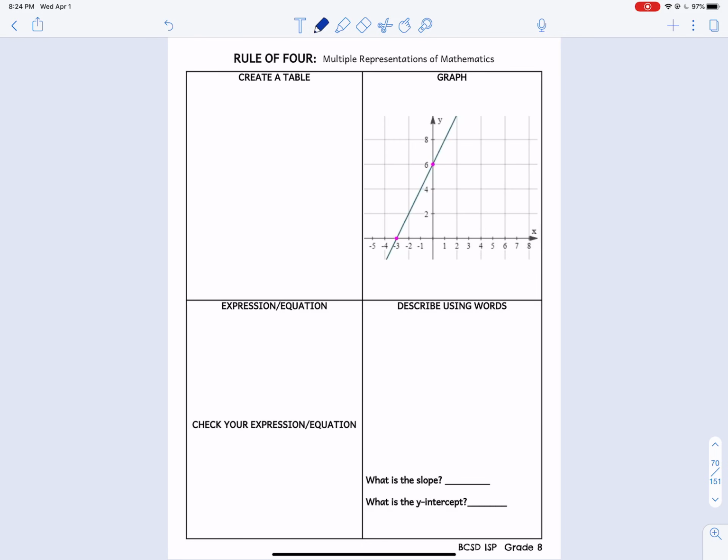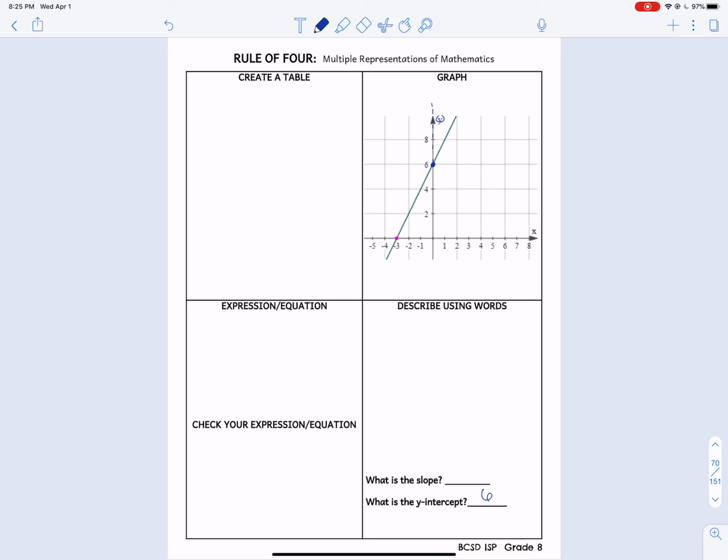Okay, so next we have a rule of 4. This time we're given a graph. So we've given expressions, tables, and now we have a graph. So I'm going to help you with the equation and the slope and y-intercept. Then I'm going to leave the rest up to you. So the graph shows a line, and it has 2 points labeled. So this 6 right here, okay, let's think about what that is. So here's our y-axis, right? And the line is crossing the y-axis, so that's our y-intercept, so that is 6.